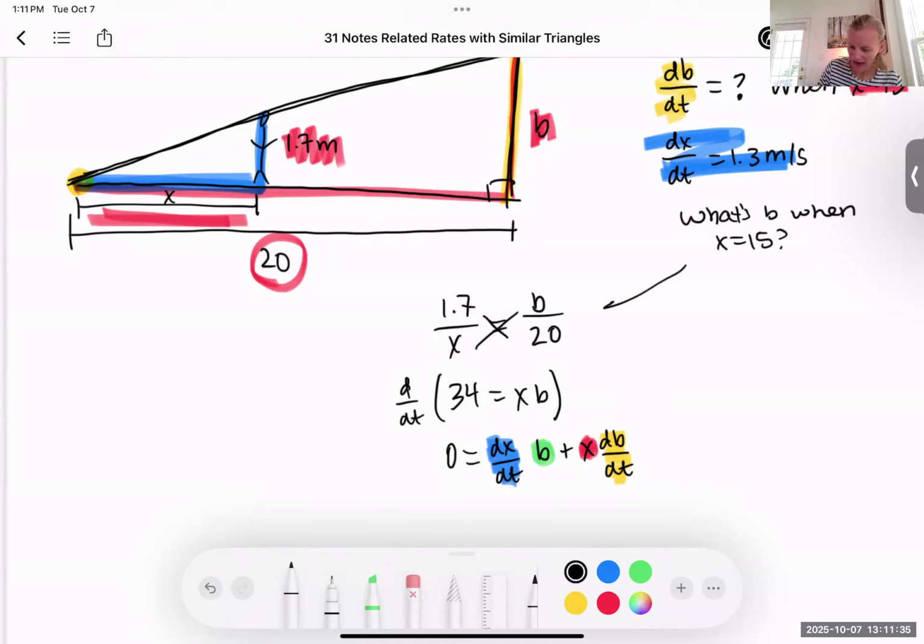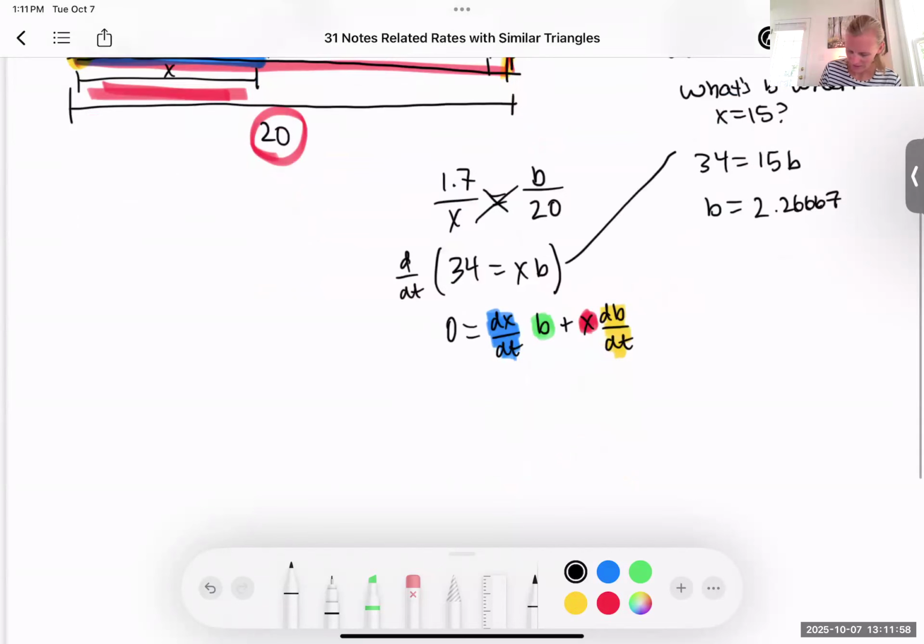And we can do that by using our similar triangle relationship again. Let's actually just use this one. We know that 34 has to be equal to X times B. So 34 is 15B at this point in time. If I do 34 divided by 15, I'm going to get B is 2.26667, or just leave it as 34 over 15.